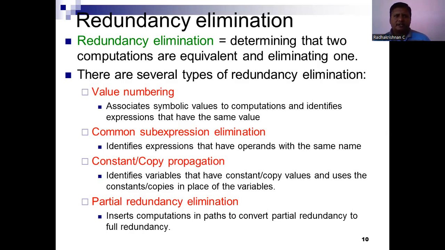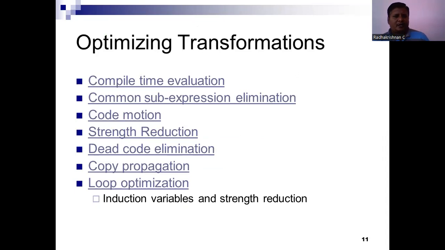Copy propagation means a variable is assigned the pi value 3.14, and the same pi value is again assigned to some other variable. In that case, you can directly utilize the corresponding variable, so the execution time will be reduced. That is the concept of copy propagation and constant propagation.